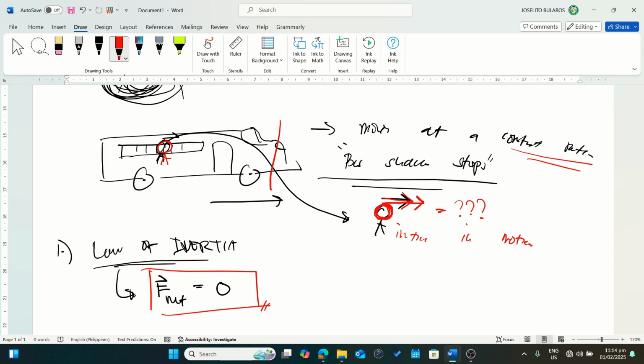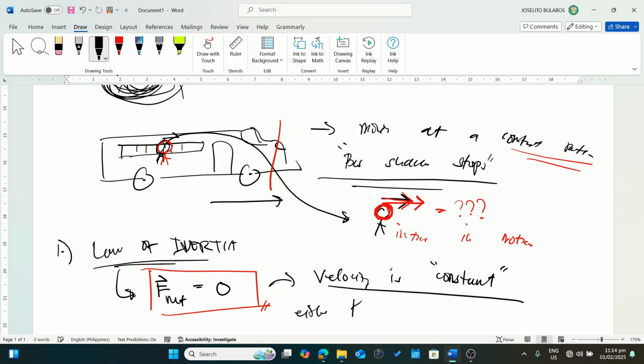Meaning, when the F net is zero, our velocity is constant. It could be either that the object is at rest or moving at a constant rate. So that's the consequence if the F net, or the net force, is zero.